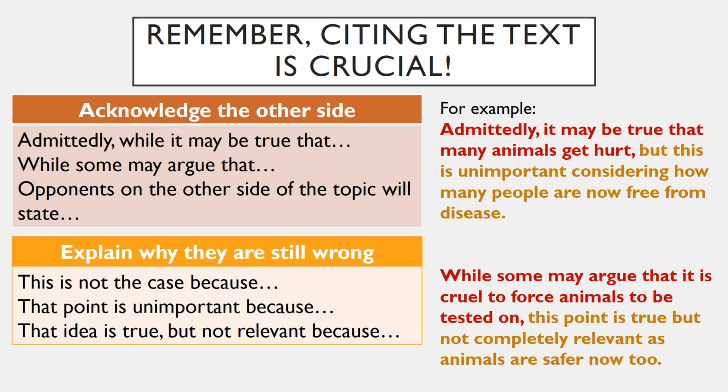Then, citing the text, we want to refute. So, I'm going to put that right over here. Refute. We want to look at the other side and explain why it's wrong. So, I might say, admittedly, well, it might be true that. Well, some may argue that. Opponents on the other side of the topic will state.